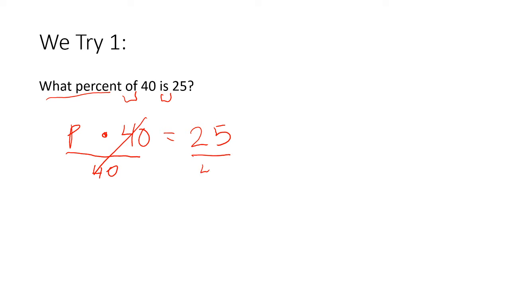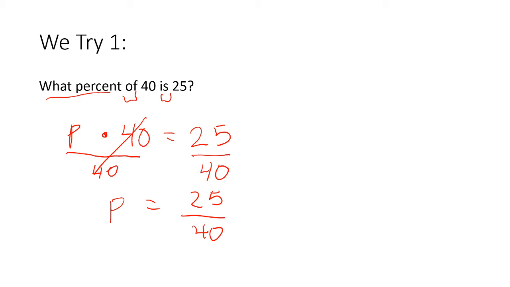So, what percent of 40 is 25? I'm going to say P will be my variable for percent. You can make it whatever letter you want. So some percentage times 40, of means times of course, is equal to 25. What do I need to do? I need to get P by itself. So I'm going to divide both sides by 40, and I'll get P is equal to 25 divided by 40.